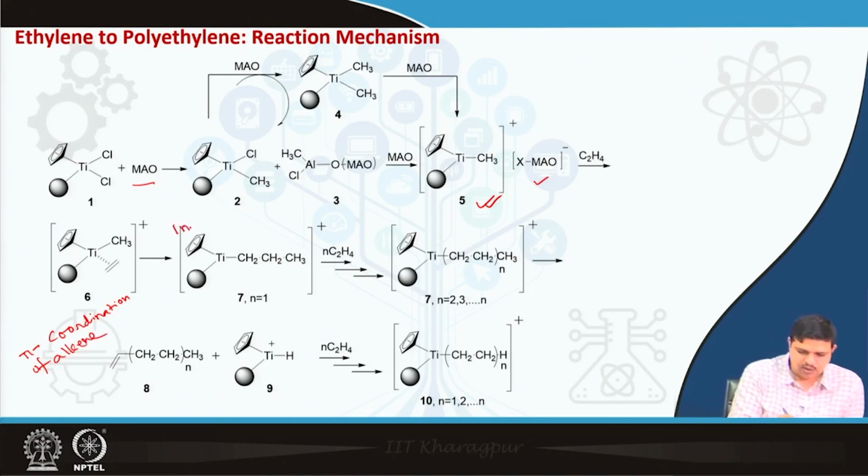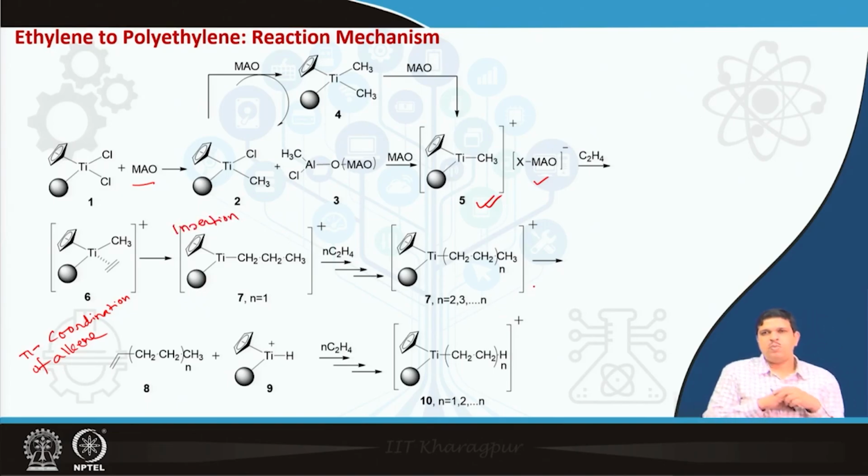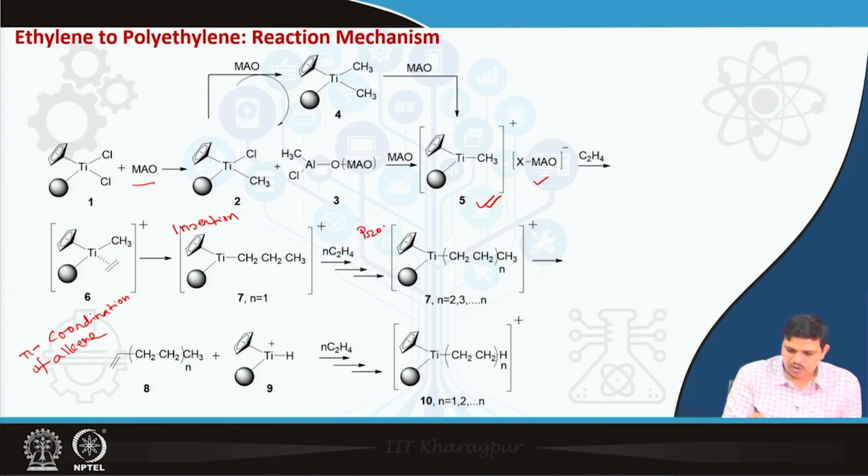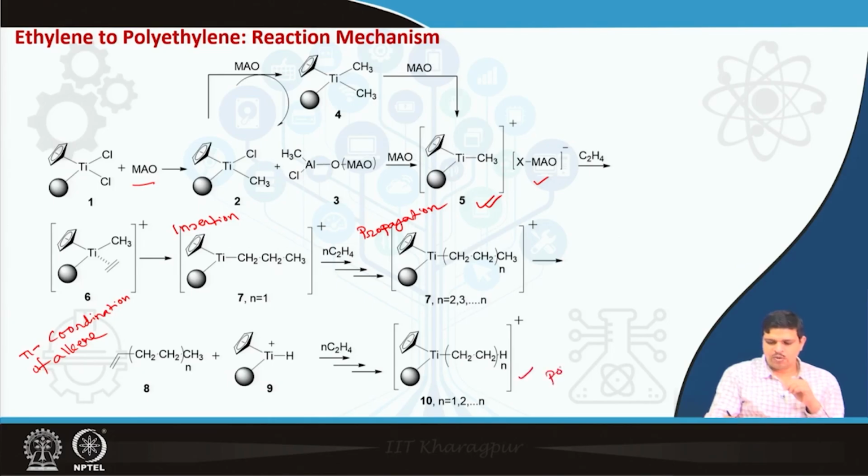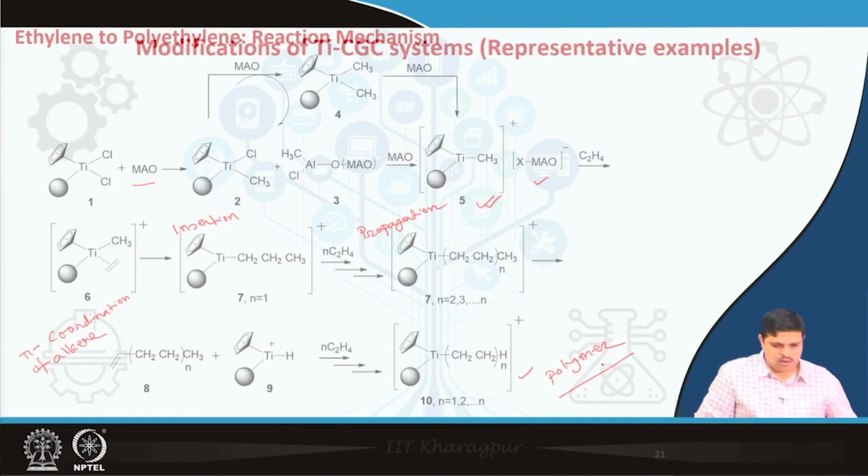So this is basically the insertion reaction, and then following through multiple steps you will get multiple propagation, basically the propagation of the polymer chain. Okay, and you will get this polymer. Okay, so the mechanism is the same as we have seen for the other metallocene based catalysts. Okay, so there is no difference in it.